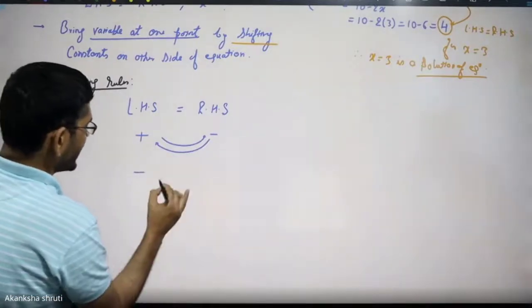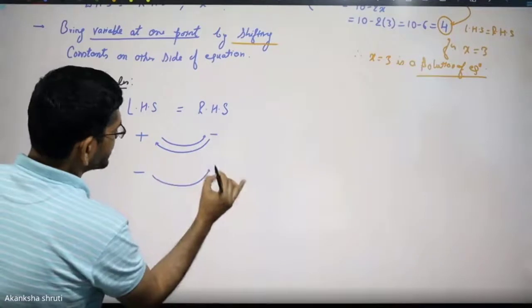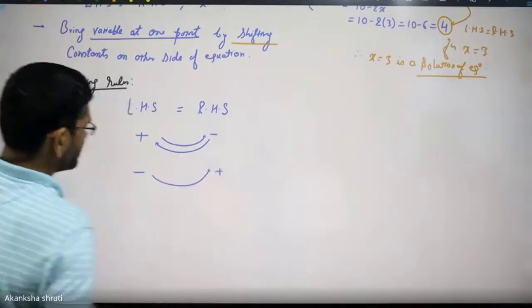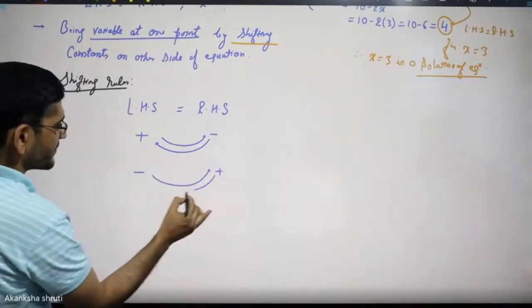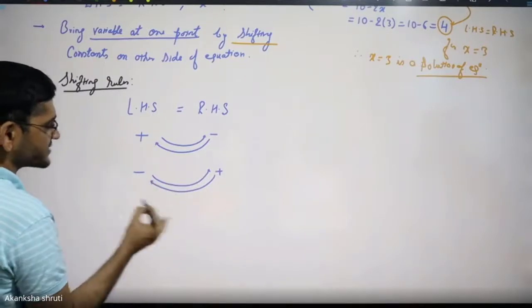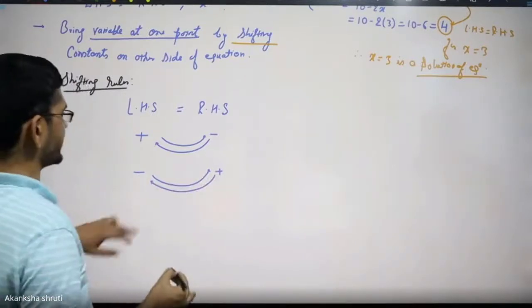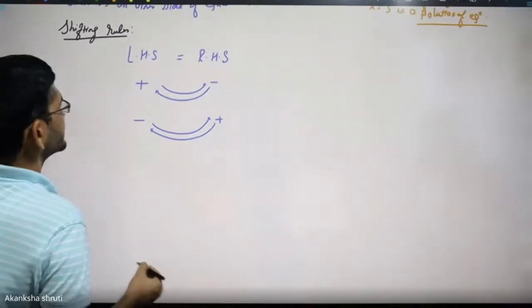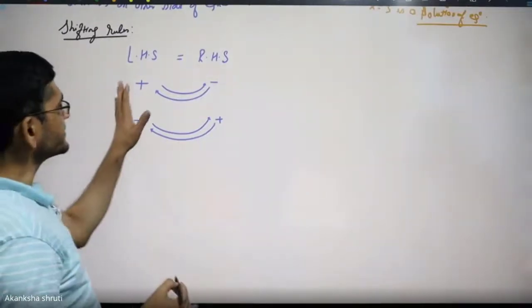Something in minus, if sent to the right hand side, will turn plus. Or if some variable or constant with a plus sign on the right hand side is shifted to the left hand side, it will turn negative. So this is the sign rule of shifting.